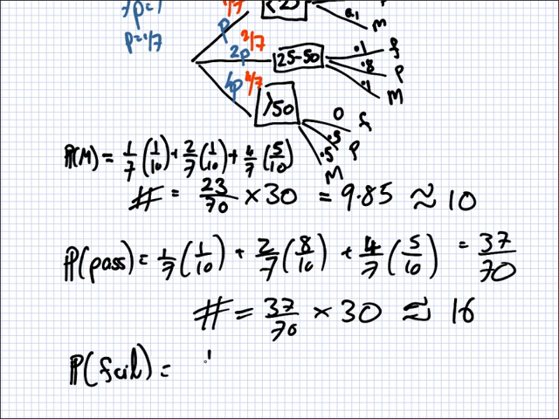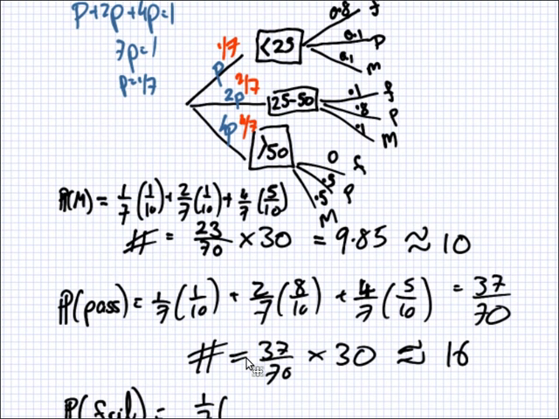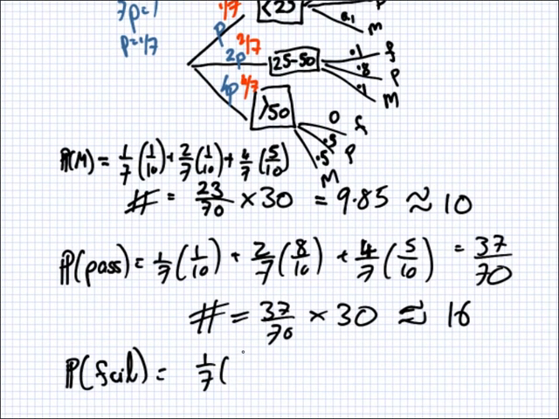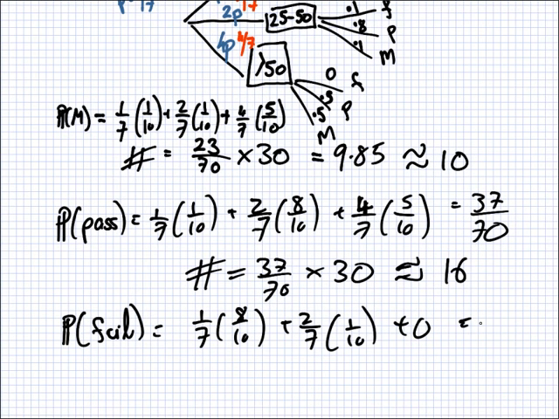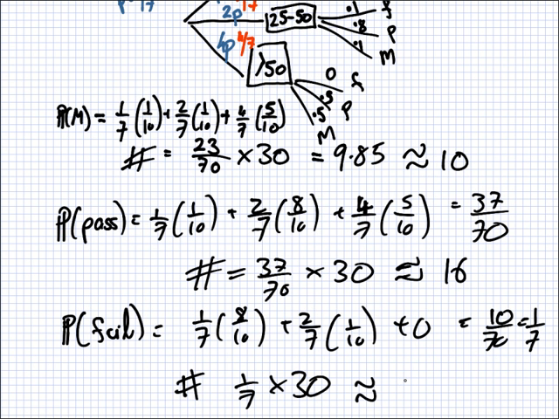That is 1/7 times 8/10 plus 2/7 times 1/10. And the last one's actually a 0. That's 10/70ths or 1/7. So the number would be 1/7 times 30. What is that? 4.28. So 4 then. Which is good because the whole thing adds up to 30.